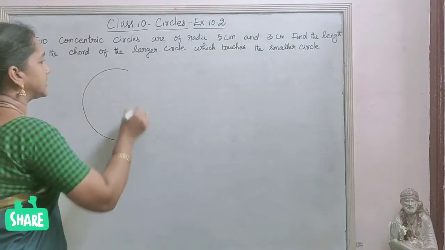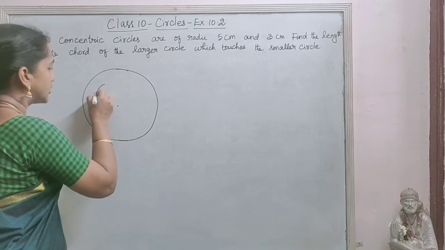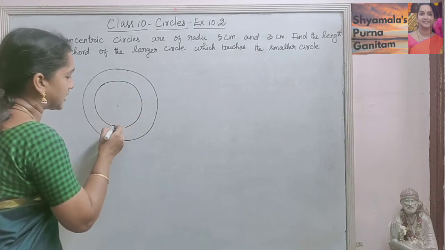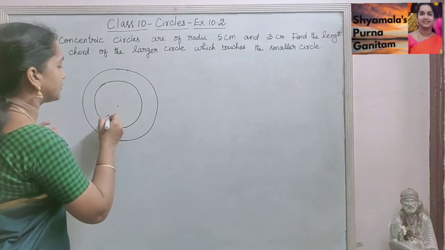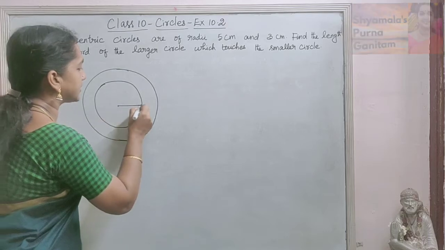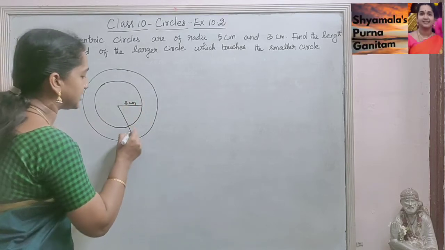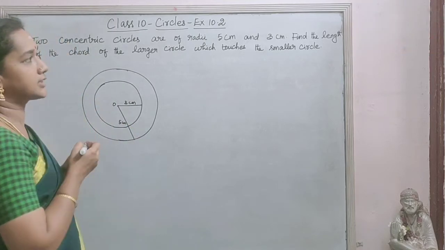So we know that concentric circles have the same center point. If we draw two circles with the same center point, they are called concentric circles. Here the radius of one concentric circle is given as 3 cm and the other as 5 cm. So these are the radii of the concentric circles.